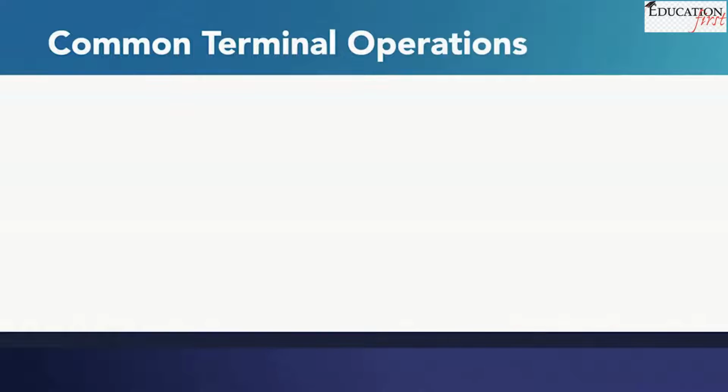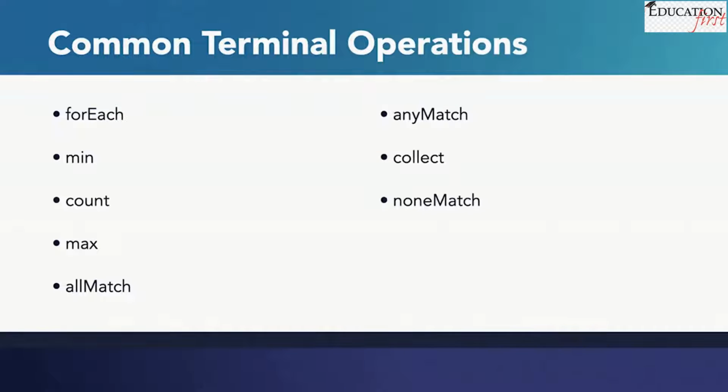These are the ones that are going to be discussed: forEach, min, max, count, allMatch, anyMatch, noneMatch, collect, and reduce. And for each one, I'm going to show you the signature of the method and a little example in IntelliJ. So let's start with forEach.